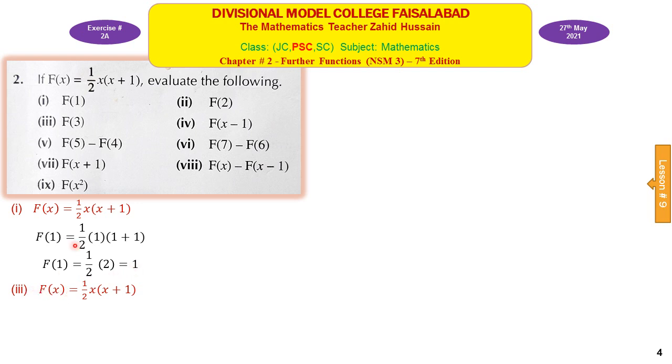Third part of this is you are asked to find the value of the given function when x is equal to 3. So in this function we will replace all x's by 3. This x is replaced with 3, this x is replaced with 3. Now simplify, 3 plus 1 is 4. So we get f of 3 is equal to 1 over 2, this 3, and 3 plus 1, 4. This 4 is cancelled with this 2. 2 2s are 4 and 2 3s are 6. So the value of this function when x is equal to 3 is equal to 6.